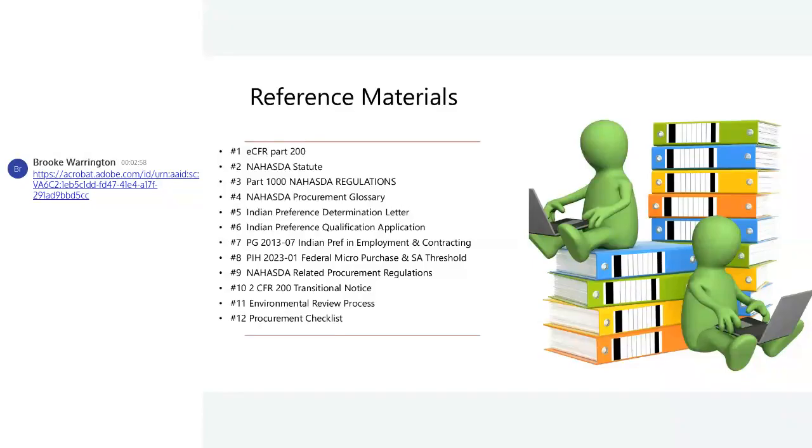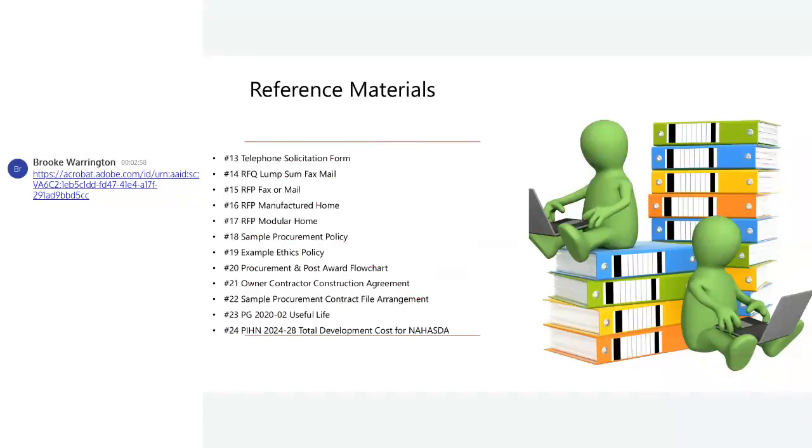The guidance documents on Indian preference and employment and contracting, and the federal micro purchase and SAT threshold, the simplified acquisition threshold, that explains where we're currently at and where you can go to if you meet certain criteria and your tribe decides to undertake that. The NAHASDA related procurement regulations, 2 CFR 200 transitional notice, the environmental review process, and there's a procurement checklist. Telephone solicitation, RFQ, RFP, RFP for a manufactured home or a modular home.